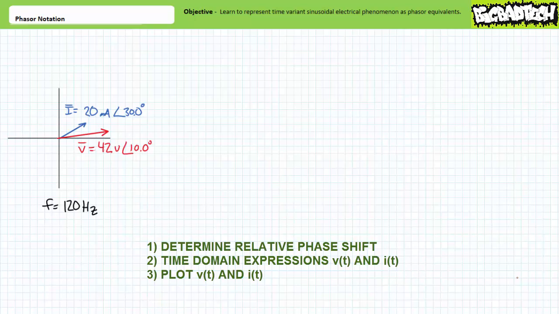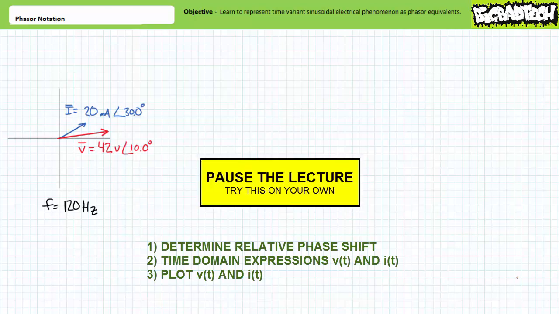Finally, we're being asked to plot both the voltage and current waveform in the same graph and measure the relative phase shift between them. This won't be nearly as easy as using the phasor diagram. By all means, pause the lecture and attempt to solve for the desired properties on your own. If you're tracking, you should have obtained the following results.